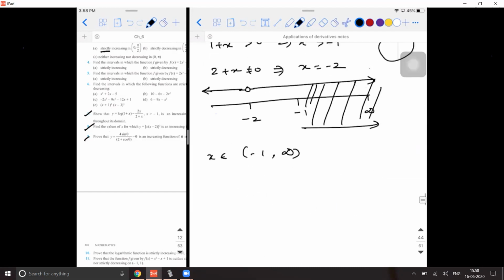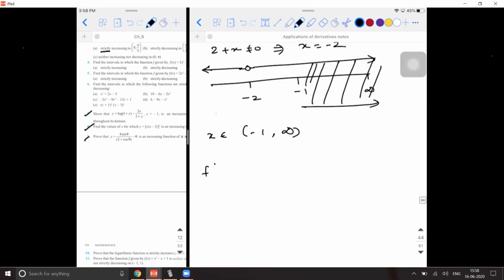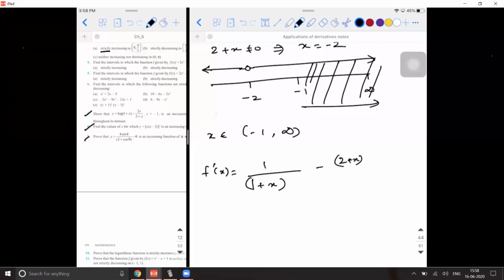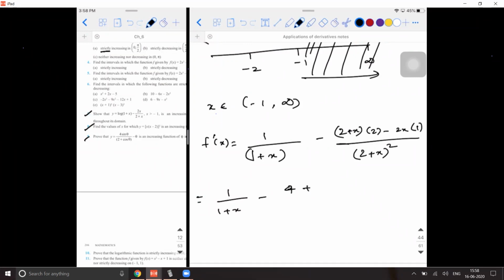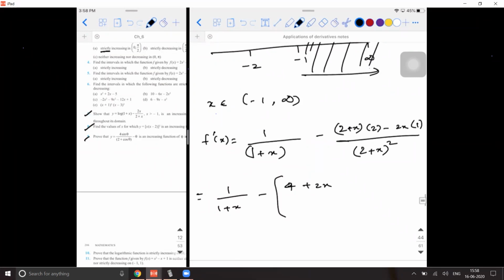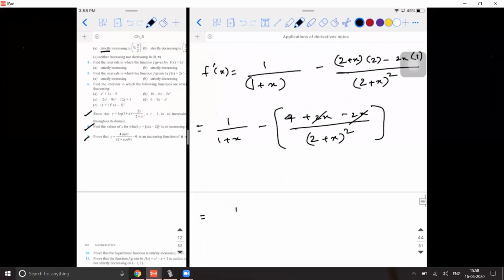Now we can proceed. See, again the same story. So what is f dash of x? 1 divided by 1 plus x into the derivative of 1 plus x, which is 1, minus the derivative of the u by v form. So u by v is v into u dash minus u into v dash divided by v square, 2 plus x the whole square. So this will be equal to 1 by 1 plus x minus, 4 plus 2x in a bracket, minus 2x divided by 2 plus x the whole square. So this and this get cancelled. So what I am going to have is minus 4 divided by 2 plus x the whole square.